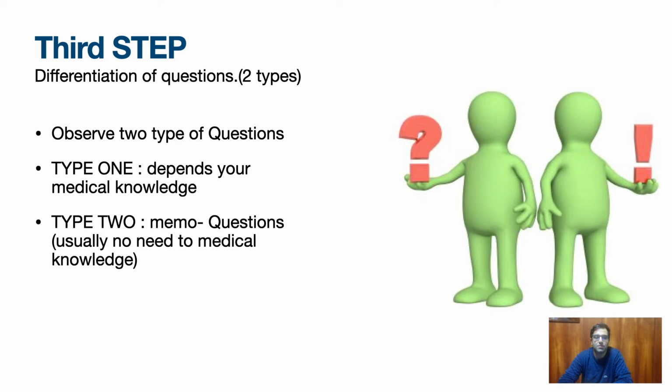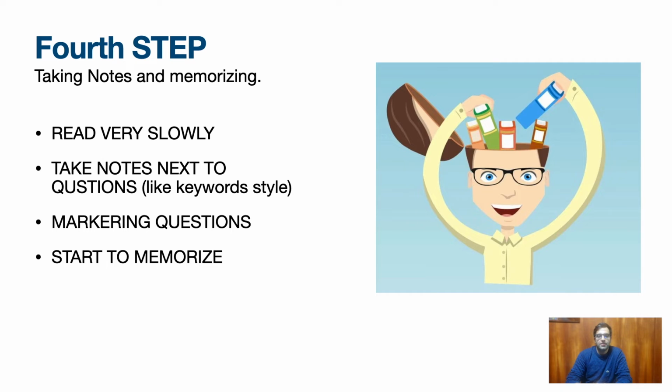Third step, the most important step: when you are reading the questions, you can observe two types of questions. I mean what? Type 1 is questions which depend on your medical knowledge. And type 2 is absolutely not dependent on your medical knowledge. And you should differentiate these two types of questions. It is very important. Fourth step is how to take notes and study. We said there are two types of questions, but let's start with how to prepare type 1 questions and type 2.